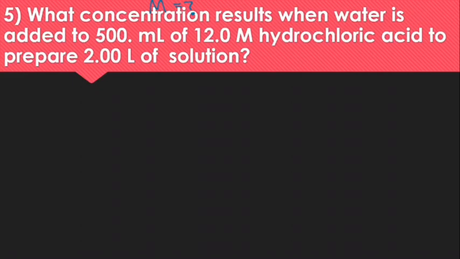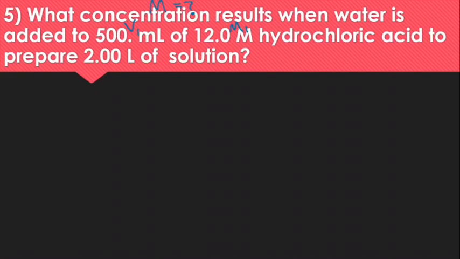It says, what concentration results when water is added to 500 milliliters of a 12 molar solution? So this 500 milliliters is my volume. Here's my other concentration. Since that's the first volume I see, I'm going to make it V1, which means this needs to be M1. These two numbers are talking about the same solution. I have 500 milliliters of what? Of a 12 molar solution.